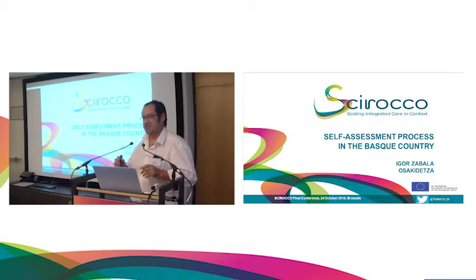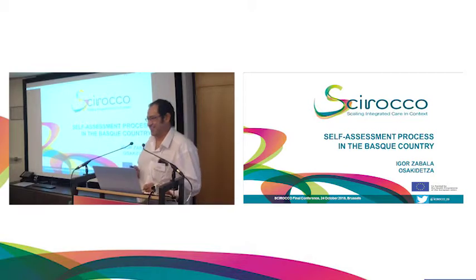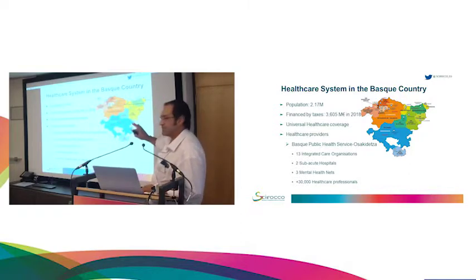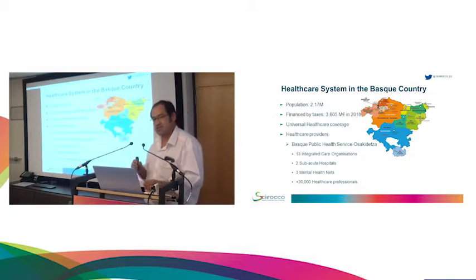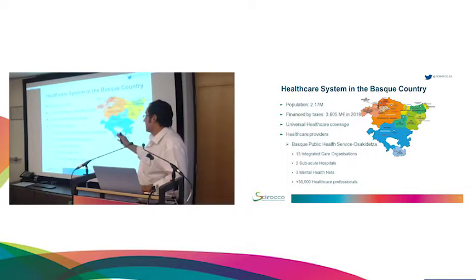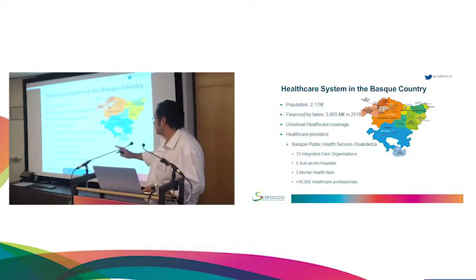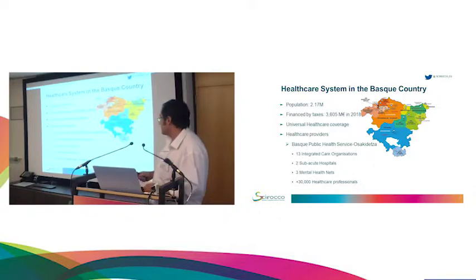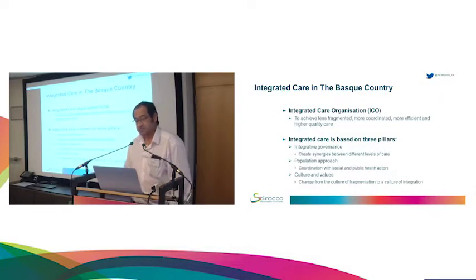Okay, good morning, everyone. Try to do it quicker than Cristina, which is very difficult. Anyway, just to follow the slides on that. Well, we come from the Basque Country. This is a tip of what Basque Country is in a way. 2 million people, more or less. 1/3 of the budget is located in the health system, universal healthcare coverage, and in order to health providers, we have 13 integrated care organizations, 2 subacute hospital, 3 mental health nets, and around 30,000 professionals working in it.